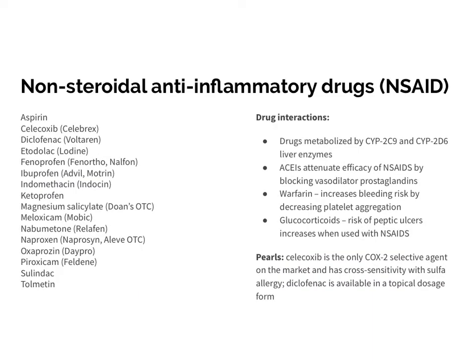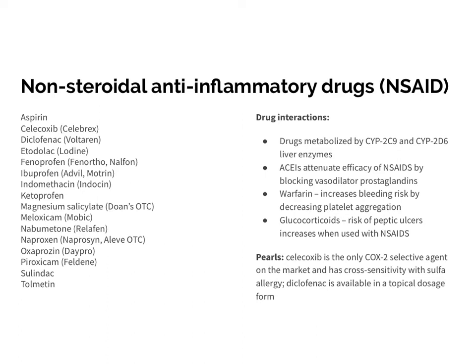Here's a list of all the NSAIDs that are available either by prescription or over the counter in the U.S. The ones that don't have a brand name listed don't currently have a brand name in production. Some of these are so old that even brand names are not manufactured anymore.